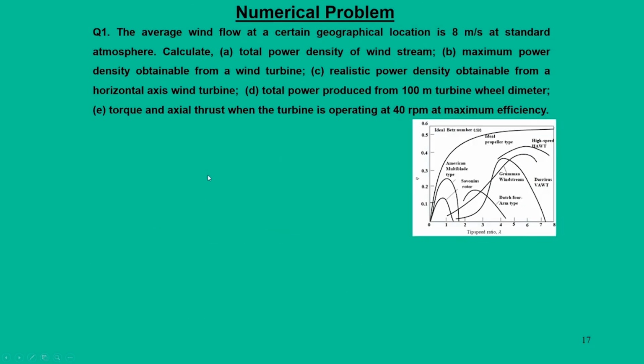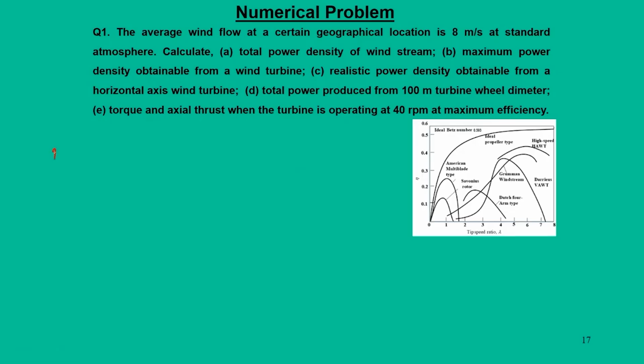So, this is all about the contents that I need to deliver in this lecture. Based on our content, let us try to solve a numerical problem on the principle of wind power. The problem statement goes like this. It is a simple problem. The average wind speed at a particular geographical location is 8 meters per second, at standard atmospheric conditions. That means we know the pressure and temperature at that location.